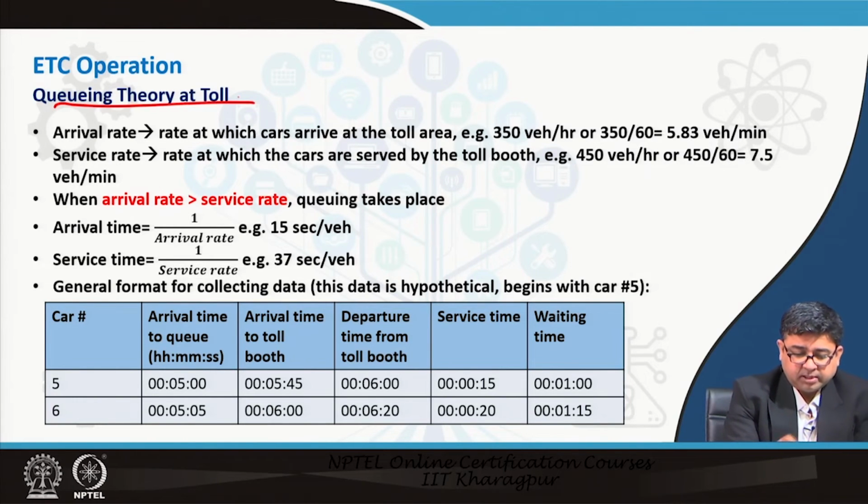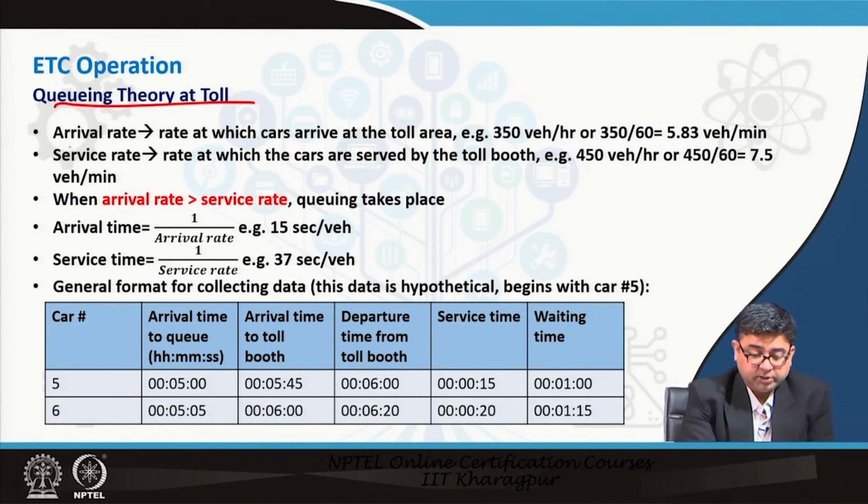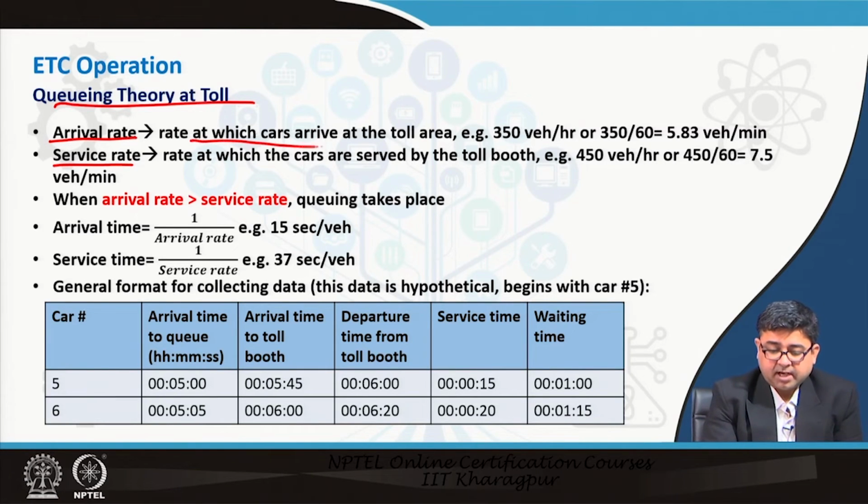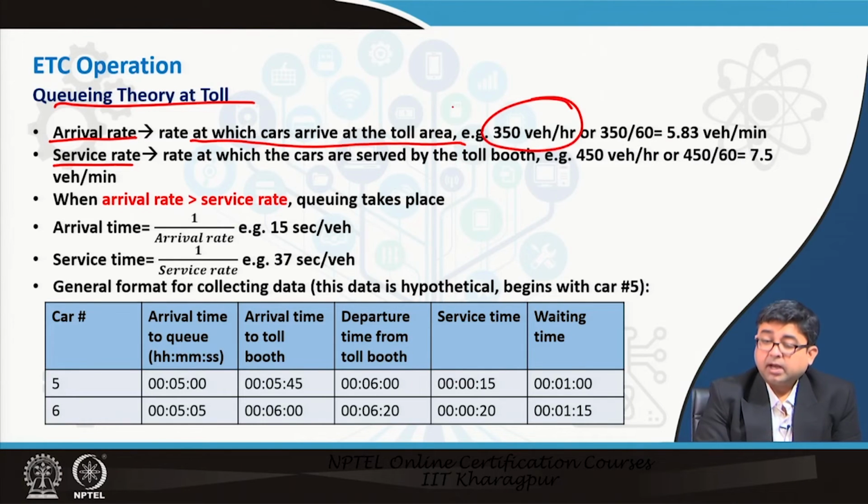In queuing theory, some of the terminologies that we usually use are arrival rate and service rate. Arrival rate is the rate at which cars arrive at the toll area. For example, there may be 300 vehicles per hour arriving at the toll area, which on average is about 5.8 vehicles per minute. Service rate, however, is the rate at which the cars are served by the toll booth, which for example may be 450 vehicles per hour or 7.5 vehicles per minute.